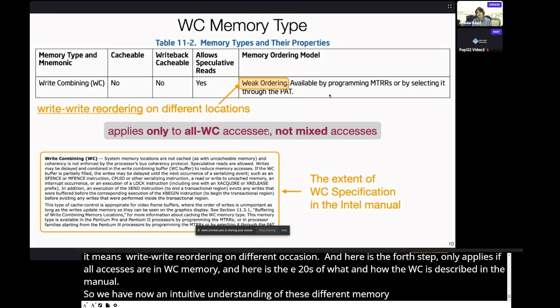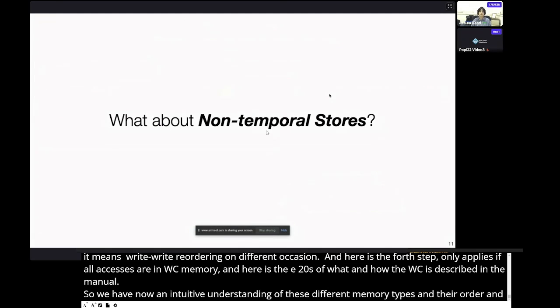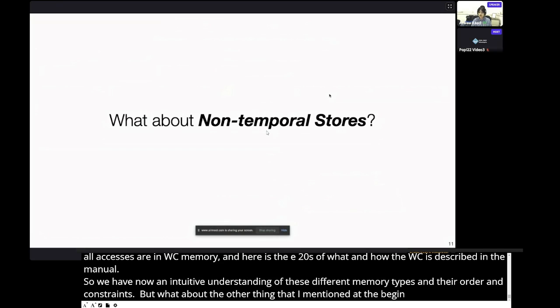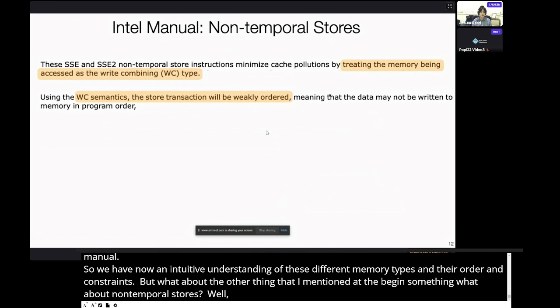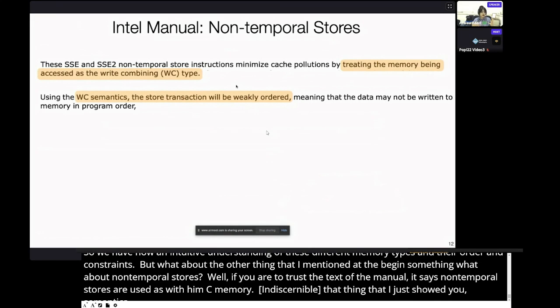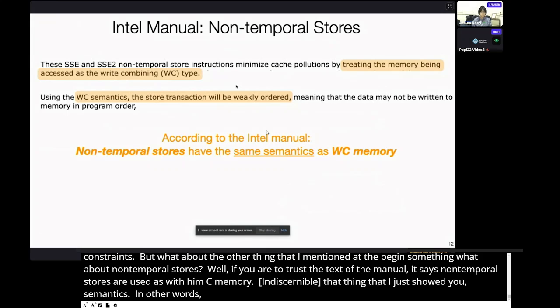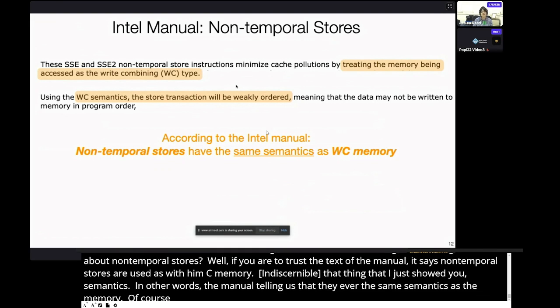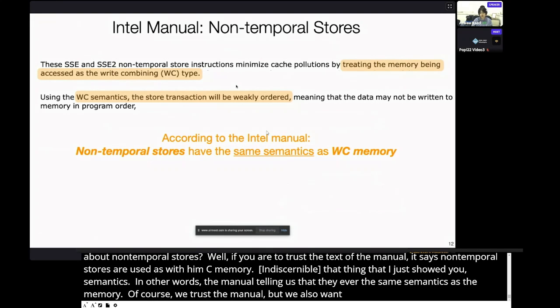So we now have an intuitive understanding of these different memory types and their ordering constraints. But what about the other thing that I mentioned at the beginning? What about non-temporal stores? Well, if you are to trust the text of the Intel x86 manual, it says that non-temporal stores treat the memory being accessed as WC memory. That is to say, using WC memory, the store will follow the weakly ordered semantics that I just showed you. In other words, the manual is telling us that non-temporal stores have the same semantics as WC memory. Of course, we trusted the manual, but we also wanted to confirm whether this is indeed the case in practice.